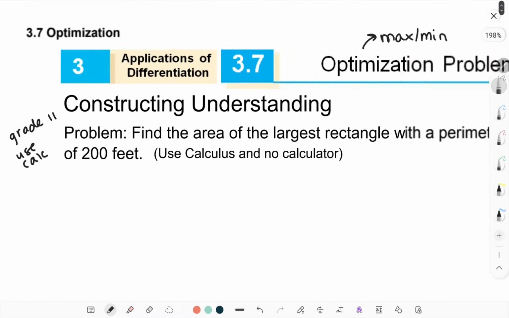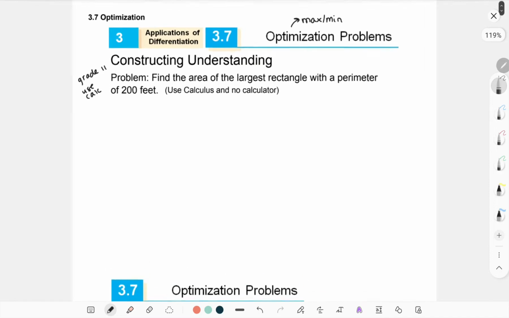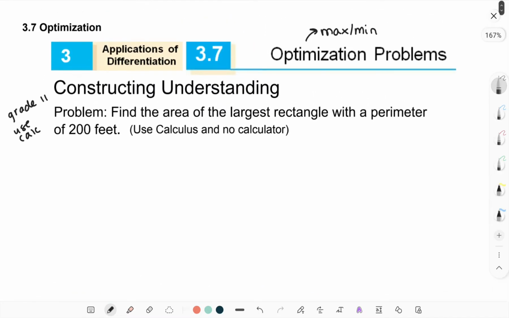So I want to find the area of the largest rectangle that has a perimeter of 200 feet. So I want to maximize some of these values, right? I want to maximize area, biggest rectangle I can possibly make, but I have some limiting factors. I have some other contextual information. I only have a perimeter of 200 feet to work with, so I have some limitations here.